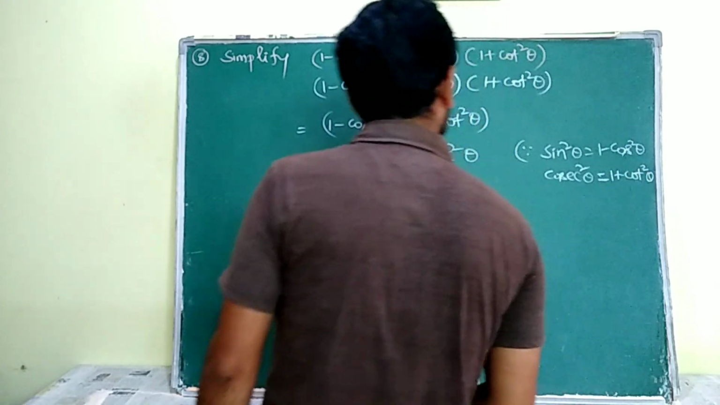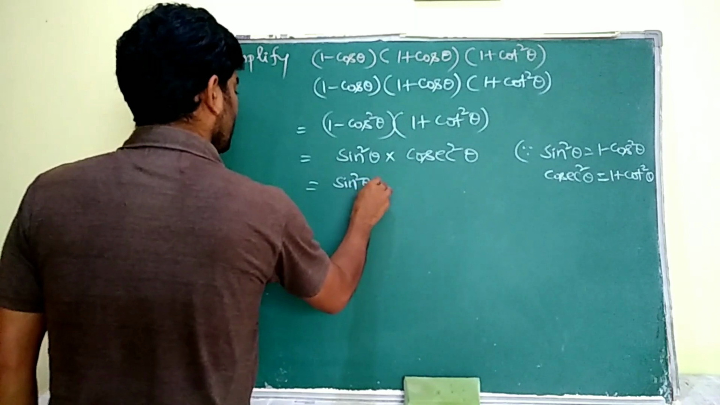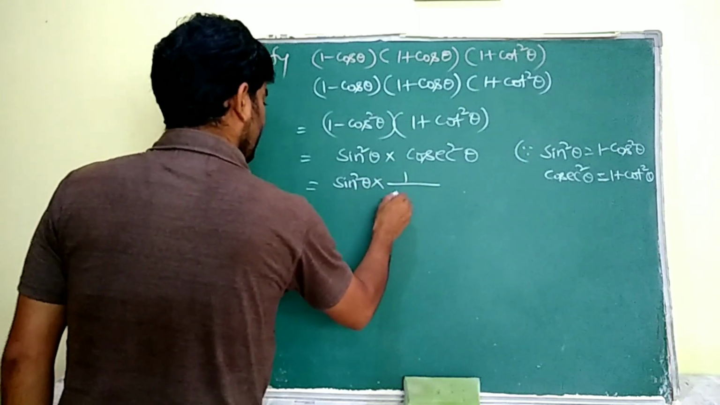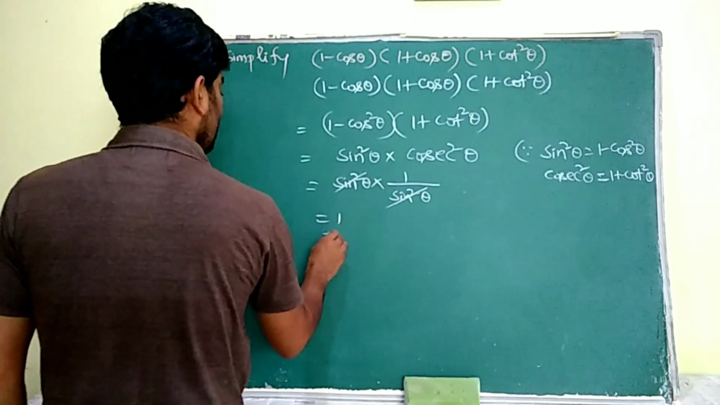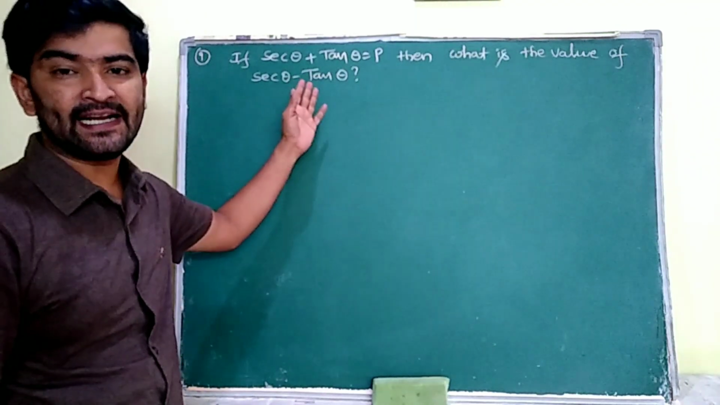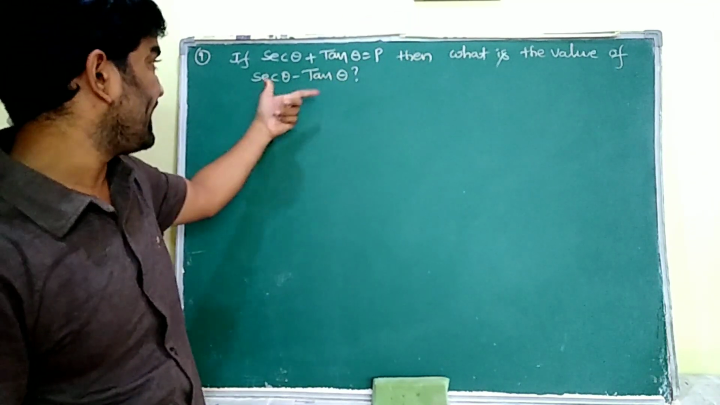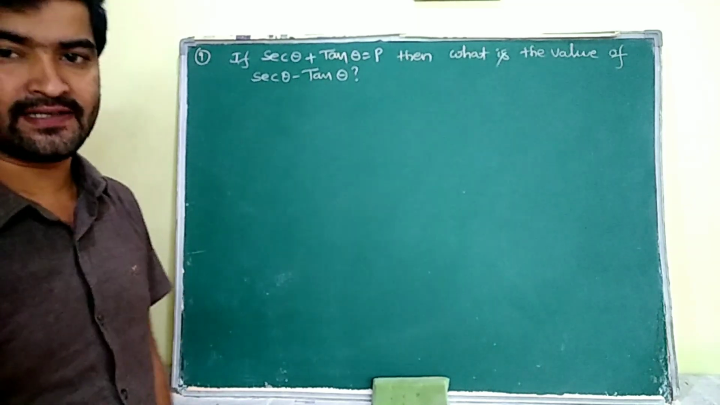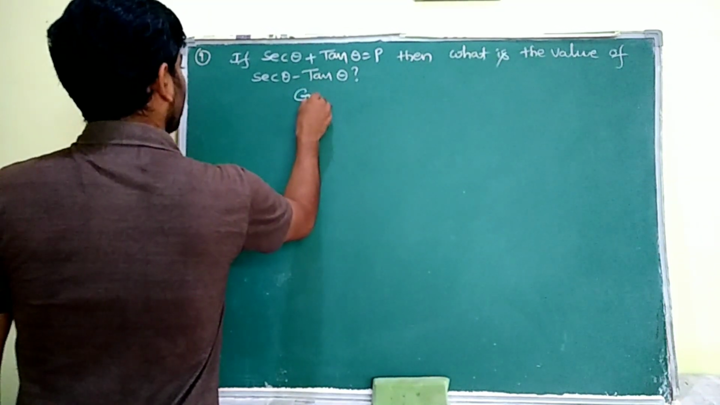So sin square theta, as it is we have to write. Cosecant square theta means we know that sin square theta, these two are going to be cancelled. It's our answer. Now, secant theta plus tan theta is equal to P. Then he is asking us to calculate secant theta minus tan theta is equal to what? So given, we have to write first.